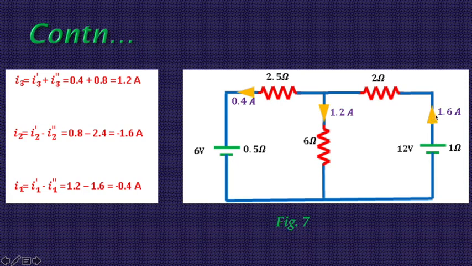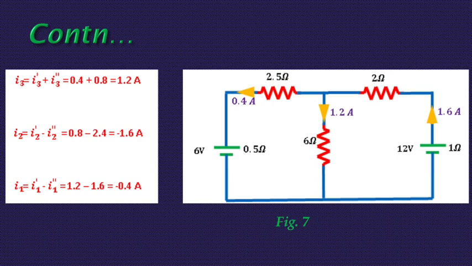And another current I2. I2 dash and I2 double dash are in opposite directions, so this current is 0.8 minus 2.4 equal to minus 1.6 ampere. Another current is I1. I1 equals I1 dash minus I1 double dash, because these two currents are in opposite directions. Then this resultant current is minus 0.4 ampere.